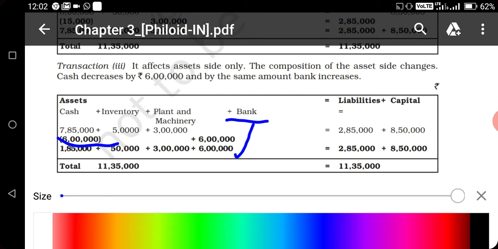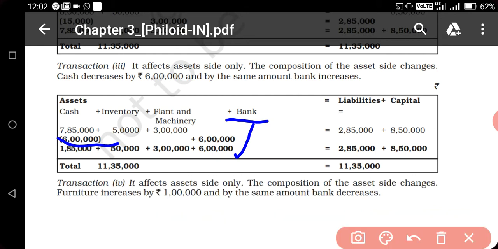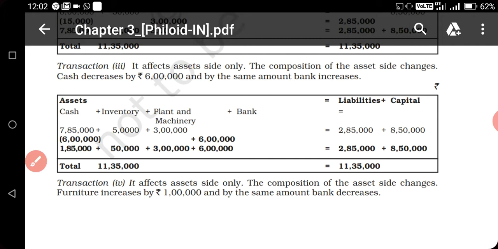See the cash balance 7 lakh 85,000 earlier we had, 6 lakh we are depositing to bank. So next balance is rupees 1 lakh 85,000. Inventory no effect, plant and machinery same, and bank balance will be 6 lakh. So total assets are 11 lakh 35,000. No effect of this transaction on liability side or capital side. So both side total is equal after this transaction.